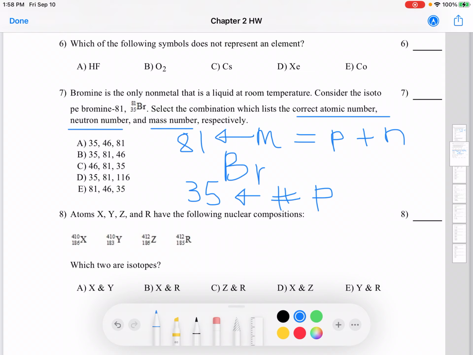So the atomic number is this one right there, 35, in other words, the number of protons. And then the number of neutrons. How do we find the neutrons? You take the mass number, 81, and you subtract 35. That will give you the number of neutrons, because 35 is the number of protons. And then the mass number is this number right here, 81. Okay, so you can choose the correct answer.